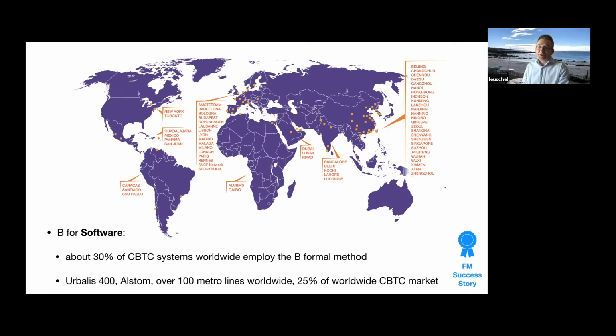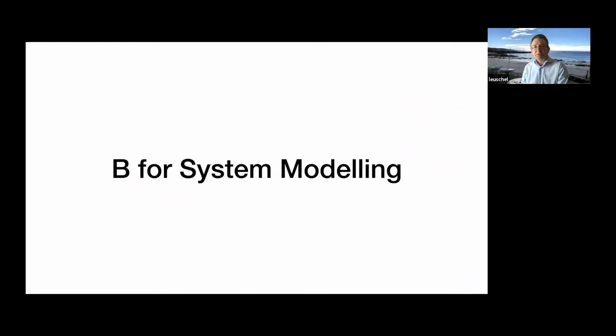There were a few attempts to move B outside of railways. There were some applications for Peugeot for car systems and for helicopter overhead displays and so, and nuclear power plant. But I mean, it's definitely not established in those areas. Another way, which has increased in recent years, is not to use B for software, right? So the classical way you try to derive a piece of code for a component, but to model an entire system, and not necessarily with the goal to generate code, but to understand the system.